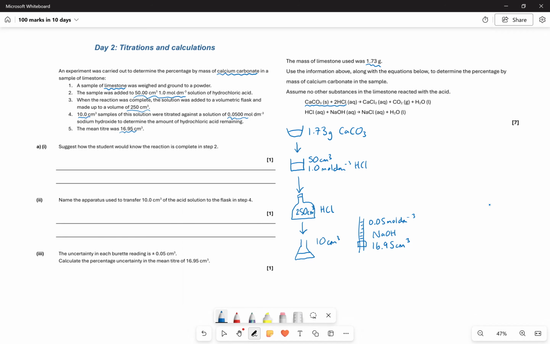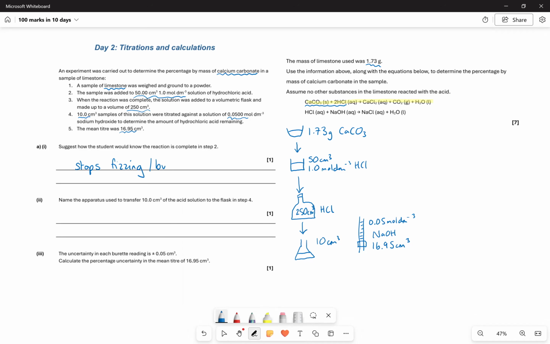So how they know the reaction is complete. The idea here is that all the calcium carbonate gets used up and the acid is in excess. And we've got a balanced equation anyway. So always look at an equation, because what they're looking for is you matching what's happening in the equation with the observations. But right now, especially if you're in year 13, you should know that carbonates bubble. So an easy way is if it stops fizzing or bubbling.